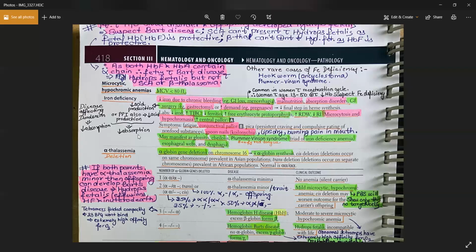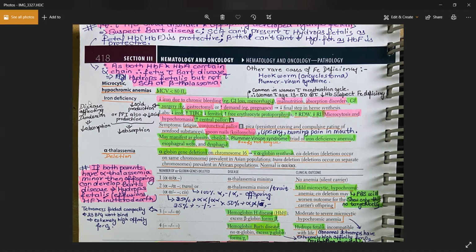Then you have some parasites also. Remember the blood-sucking parasites, the names of them? Hookworm. Necator americanus and Ancylostoma duodenale. Exactly. They will suck your blood and cause iron deficiency anemia also.